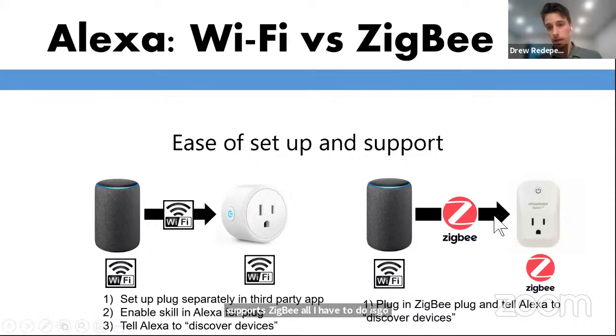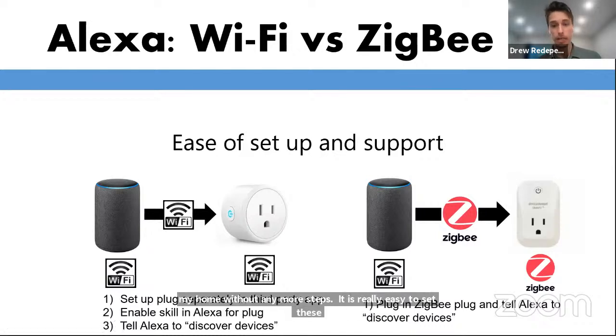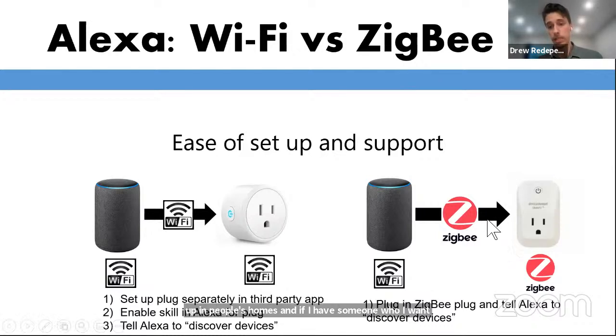Since it doesn't rely on Wi-Fi or any skill in order to connect to Alexa, just by plugging the plug into the wall, and because my Alexa device has a built-in ZigBee hub, if I just tell it to discover devices, it'll find it directly in my home without any more steps. So it's really easy to set these up in people's homes. And if I want to set up 10 plugs or 10 lights in someone's home, ZigBee-based devices are a lot quicker and a lot more reliable than Wi-Fi-based devices.